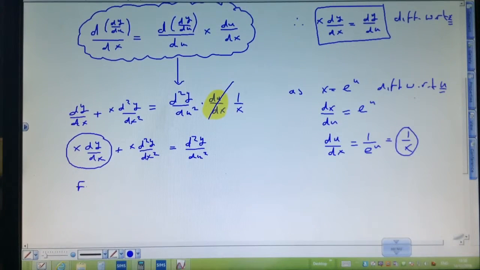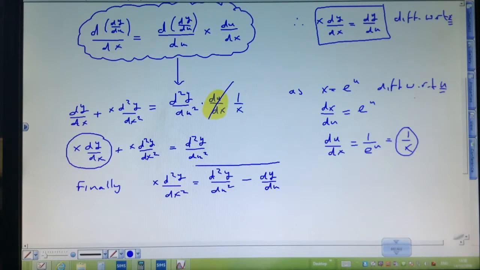So finally we can say that x d2y by dx squared is equal to d2y by du squared minus dy by du. Okay, and that is as required. That was part B.